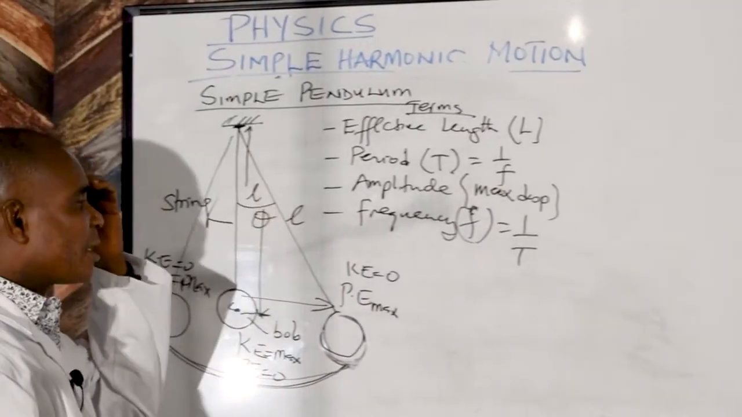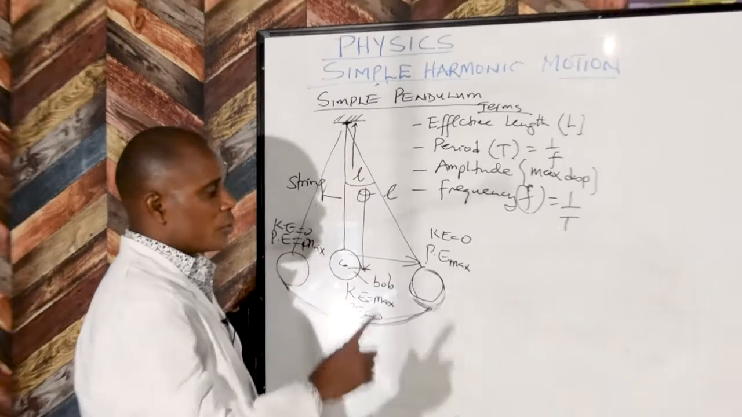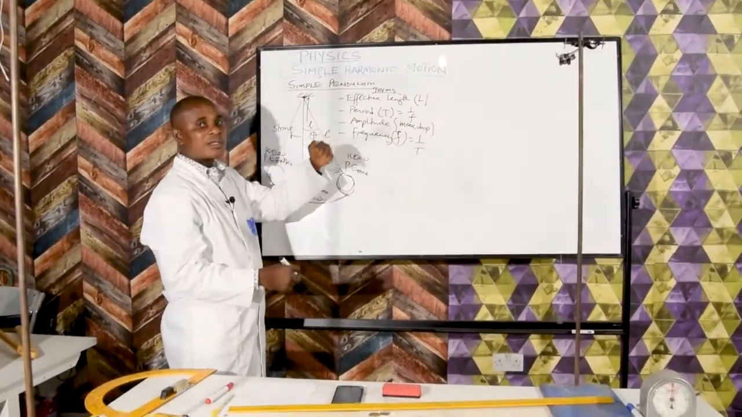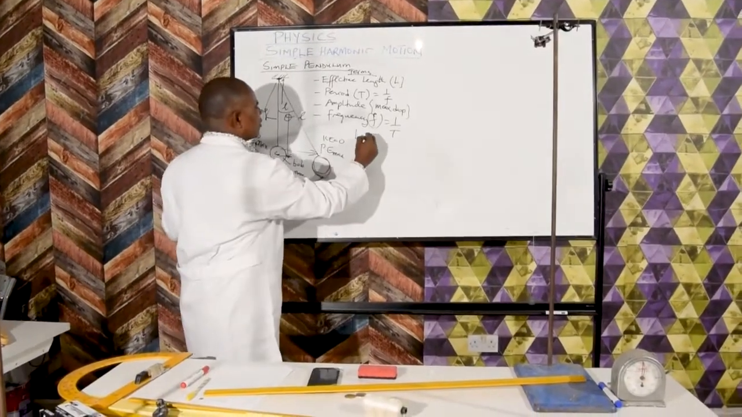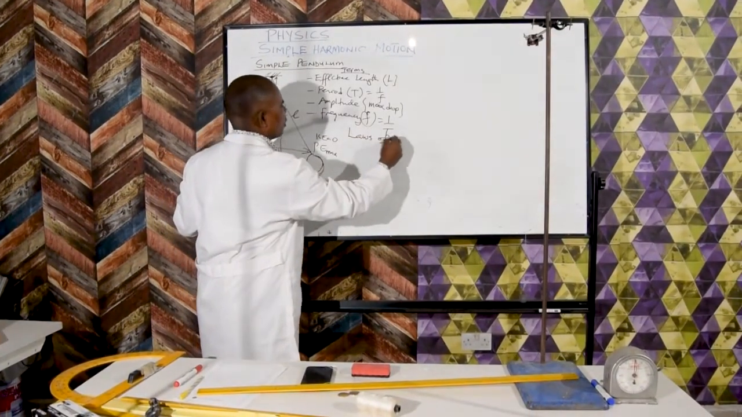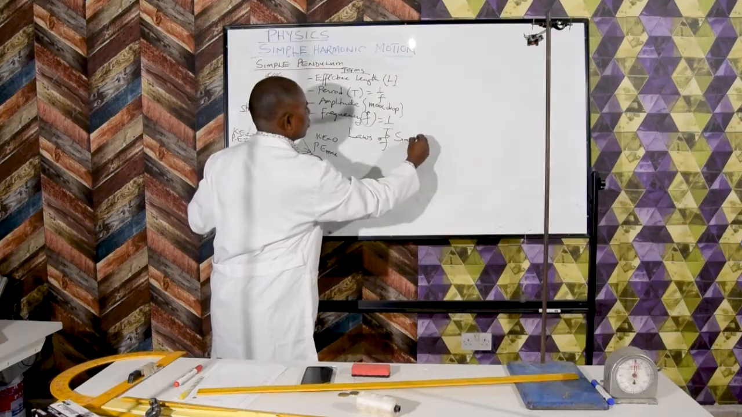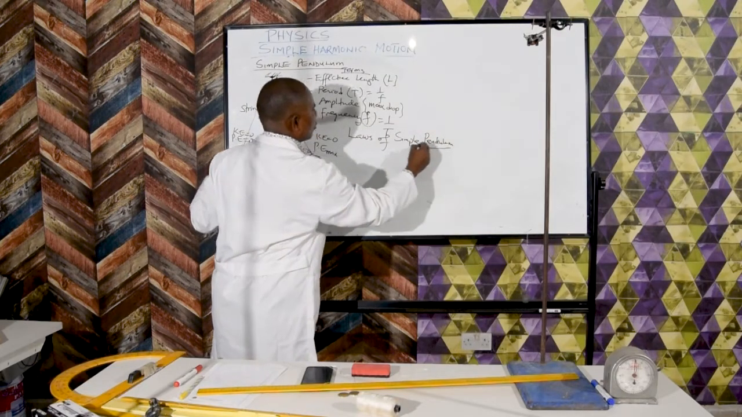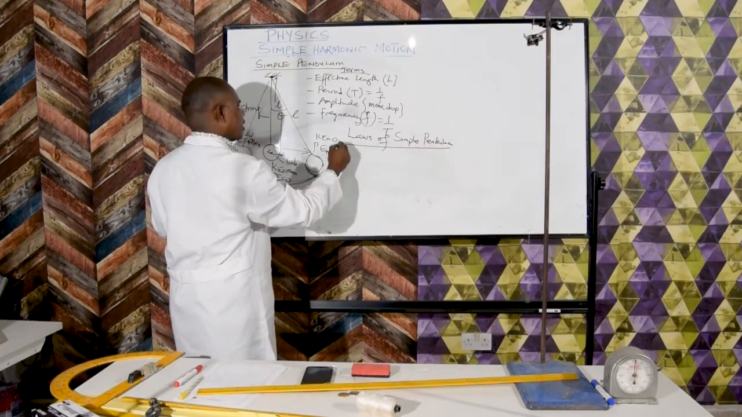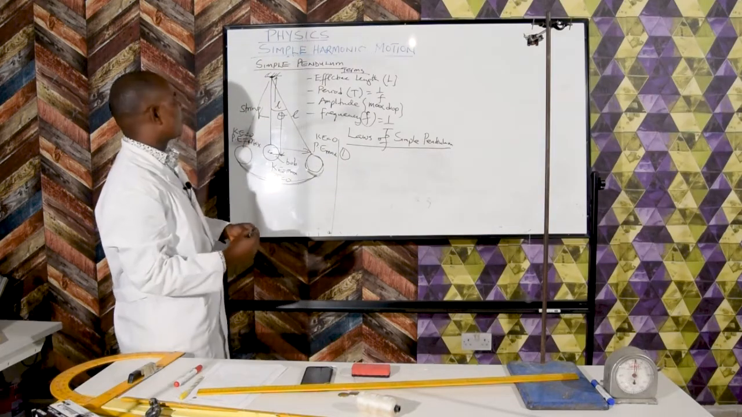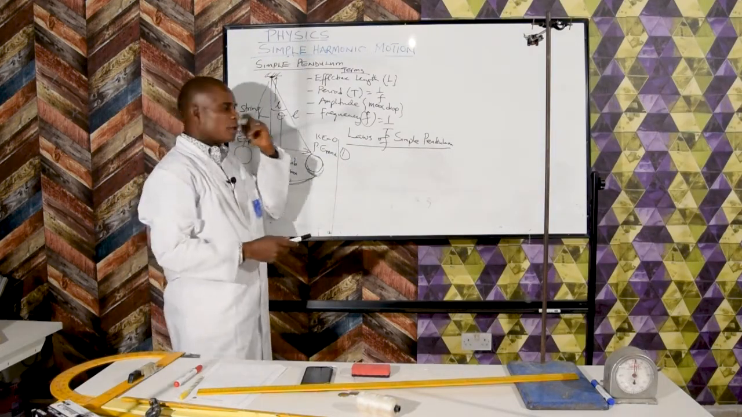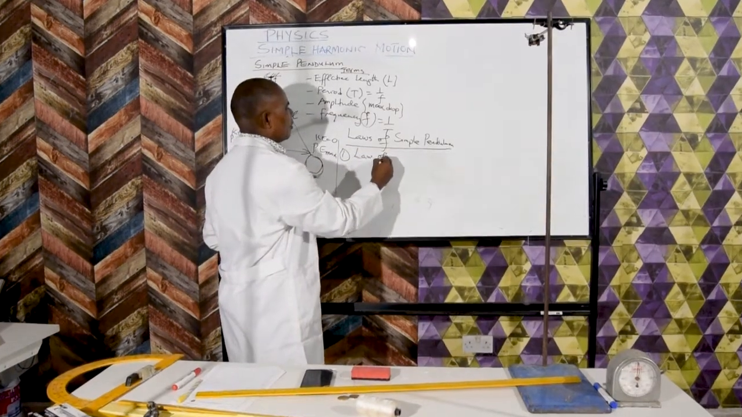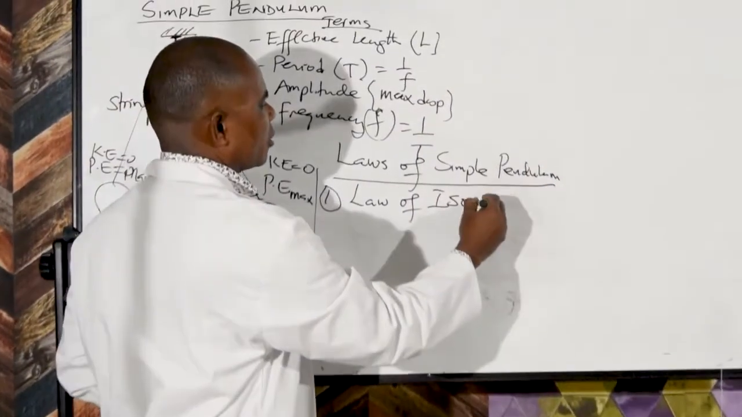So we want to look at the laws that govern the simple pendulum. The simple pendulum has laws, so we want to look at the laws of the simple pendulum. We have law number one. What is law number one? Law number one is the law of isochronism.